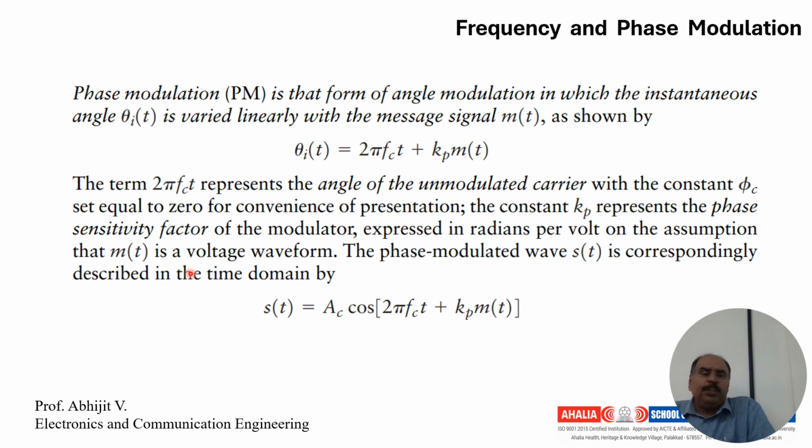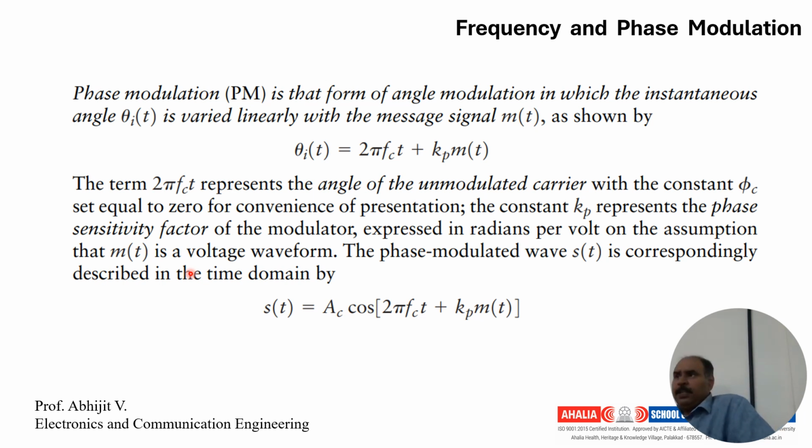So what is phase modulation? Phase modulation is defined as that form of angle modulation in which the instantaneous angle theta i of t is varied linearly with the message signal m of t. Varied linearly means that as much as there is a change in the instantaneous angle, so much is there a change in the phase. That means the graph between both these things is linear. Directly proportional.